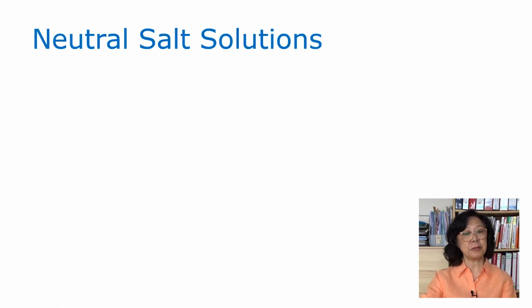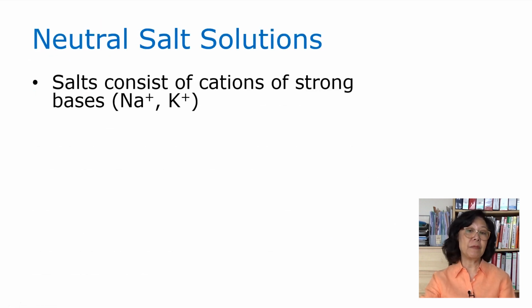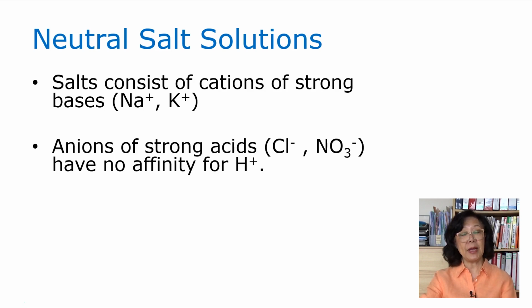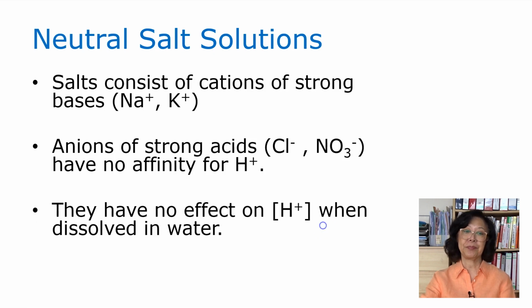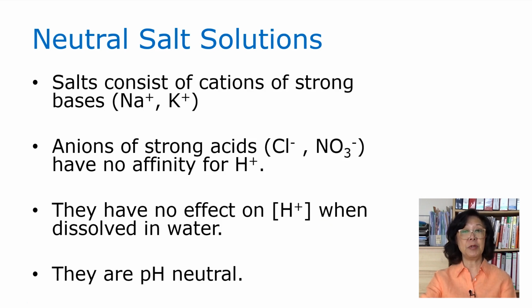First, neutral salt solutions. They are made of cations of strong bases, such as sodium ion, potassium ion, from NaOH and KOH. Then they have anions from the strong acids, such as the chloride ion and nitrate ion, because they have no affinity for the hydrogen ion. So when a salt is made up of these cations and anions, they have no effect on H+ when dissolved in water, and the pH is neutral.